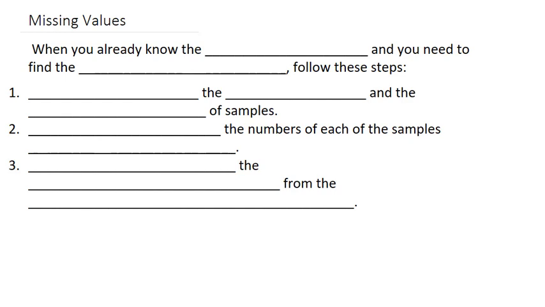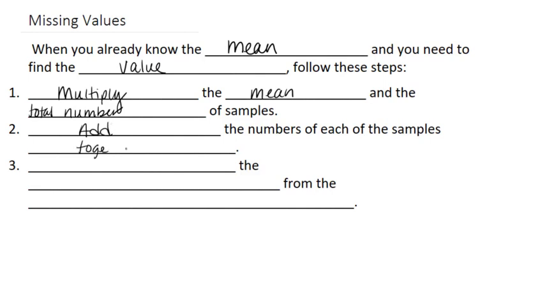Missing values. When you already know the mean and you need to find the value, follow these steps. Step 1 will be to multiply the mean and the total number of samples.